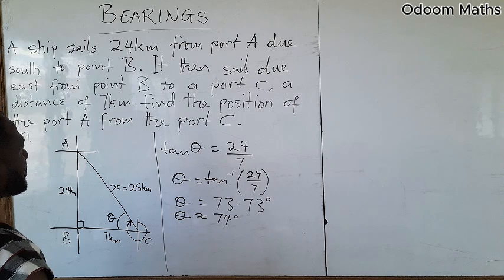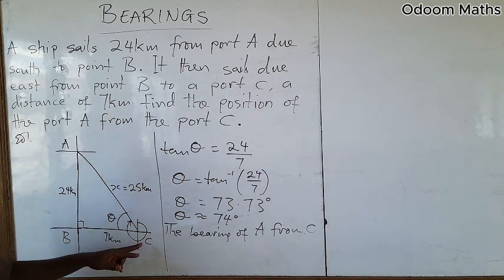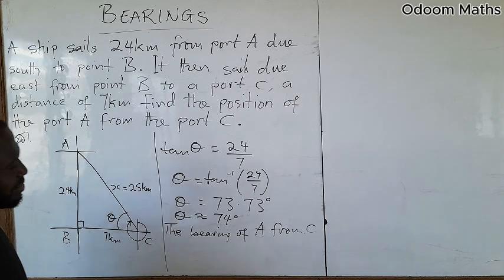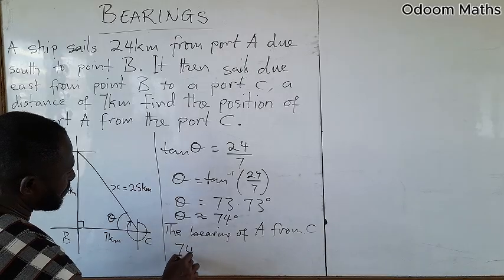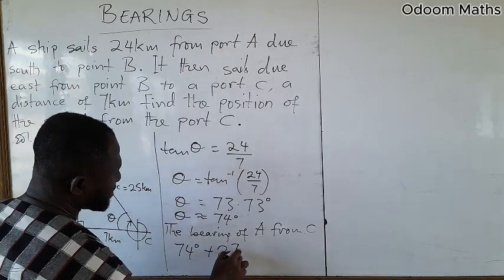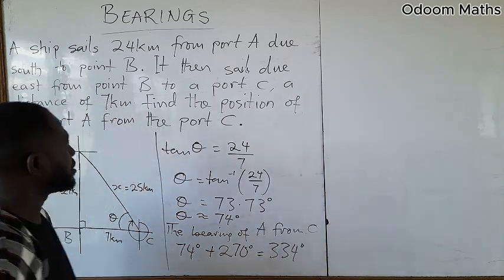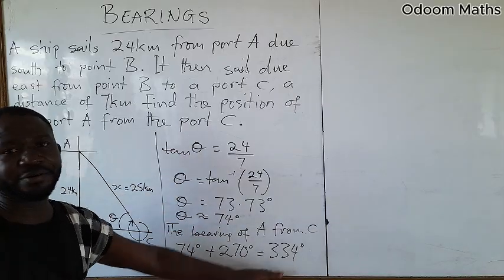Now the bearing of A from C. The bearing of C from A is less than 180. So we take 180 from this one, or we can easily say that we find this and add it to 270. That is what I said here. So the bearing of A from C becomes 74 degrees plus 270 degrees. So that is going to be 334 degrees. So the position of port A from C is 334 degrees.